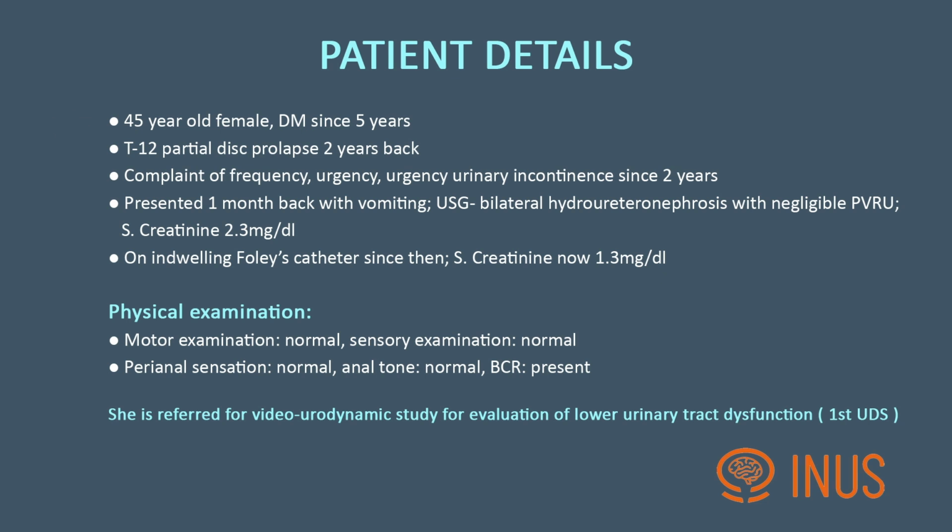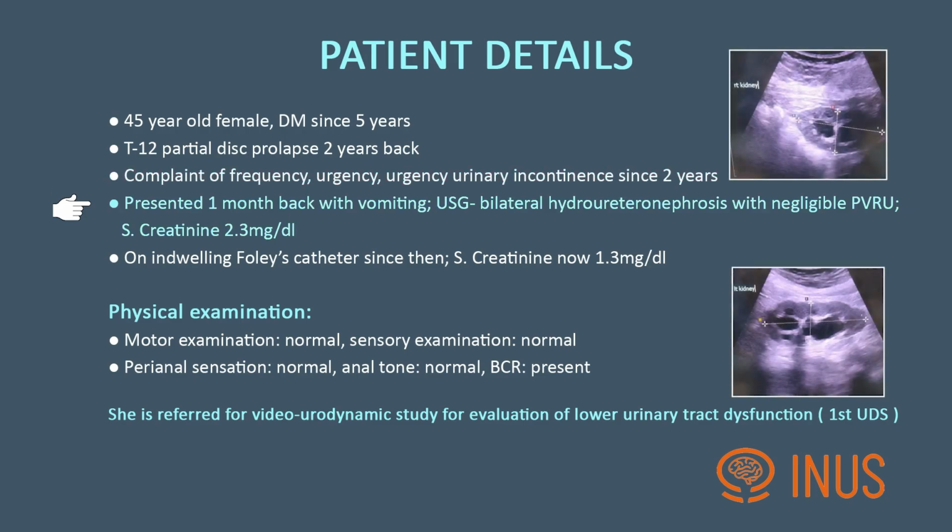This is our next patient, who is a 45-year-old lady with history of diabetes mellitus since 5 years. She had a partial disc prolapse of the T12 vertebrae 2 years back. Thereafter, she developed frequency, urgency, and urge urinary incontinence. She presented 1 month back with vomiting, and her evaluation revealed bilateral hydroureteronephrosis with a serum creatinine of 2.3 mg per deciliter. She was referred to us and we put in an indwelling Foley catheter. Her serum creatinine has now decreased to 1.3 mg per deciliter.